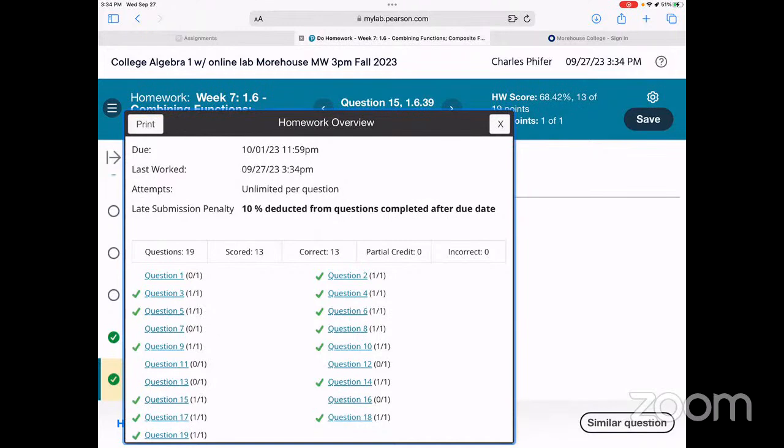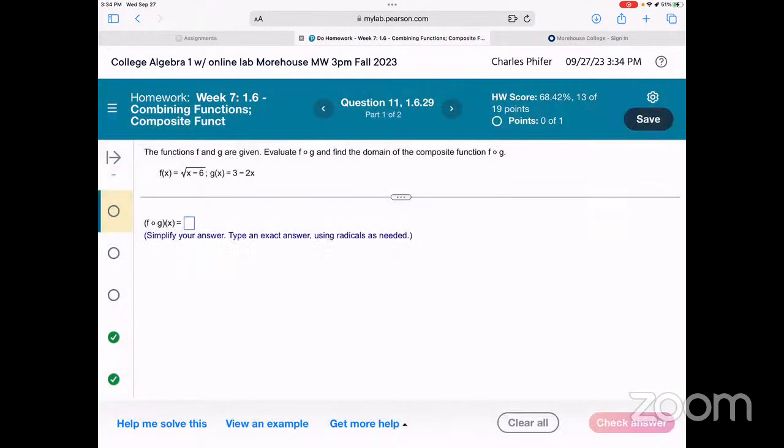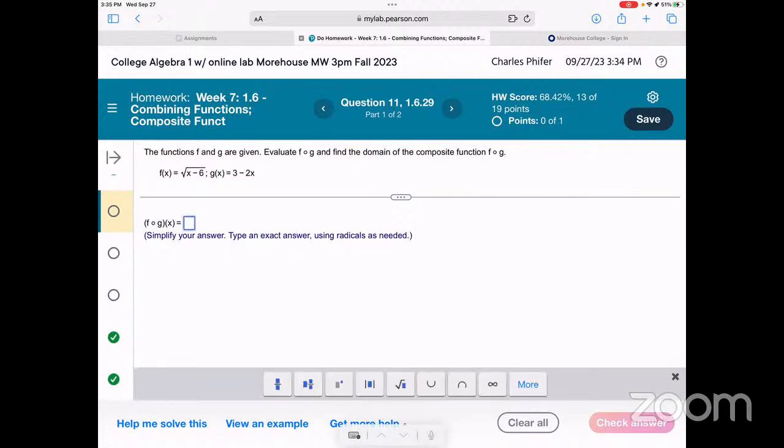The functions f and g are given. Evaluate f composed g and find the domain of the composite function. F of g. Okay. So let's write f of x like normal. And let's start with replacing each x with a blank parentheses. So the square root of x minus 6. Okay. And then into the blank parentheses, we put g, which is 3 minus 2x. Okay. Then we want to just basically expand and simplify.